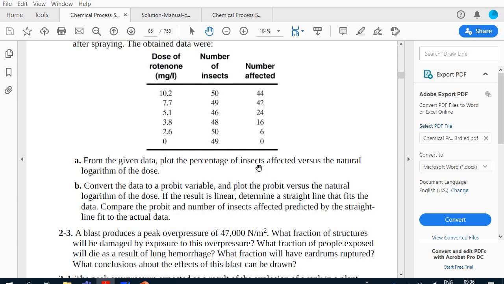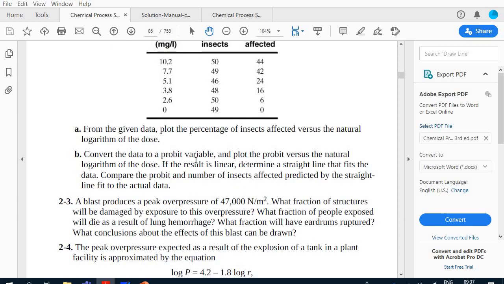From the given data, plot the percentage of insects affected versus the natural logarithm of the dose. This is the dose, and we just take the log, and we already have the percentage here, so we can plot that easily. Convert the data to a probit variable. How do we get the probit? If we have the percentage affected, we can get the probit variable, and then plot the probit versus the natural logarithm of the dose, which we already have. It will be a straight line, and we're going to see that. If the result is linear, determine a straight line that fits the data.